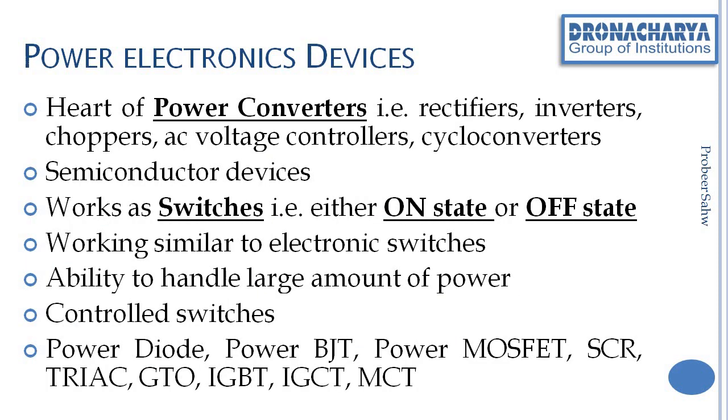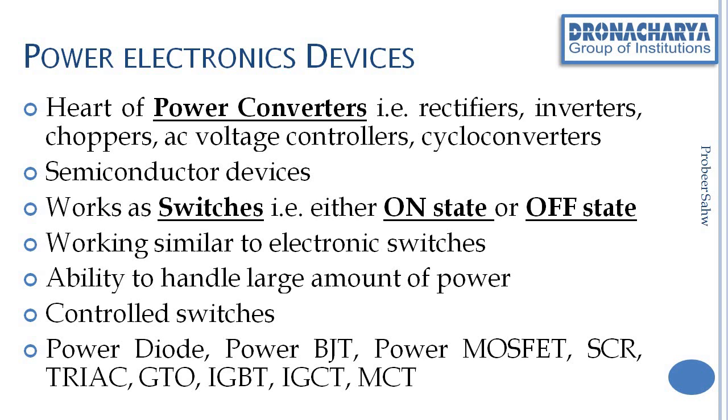The heart of power converters, that is rectifiers, inverters, choppers, AC voltage controllers, cycloconverter, is a power electronics device. These are semiconductor devices that work either in on state or off state. The working of power electronic devices is similar to electronic devices such as diode and BJTs. These devices exploit the cutoff and saturation region of characteristics and not the active or linear region.